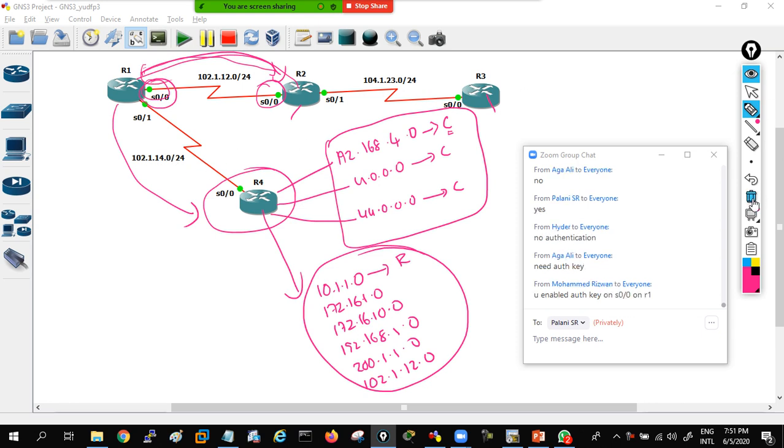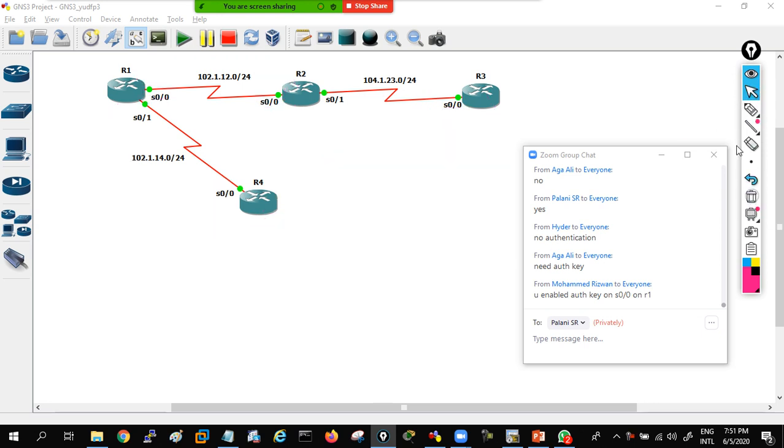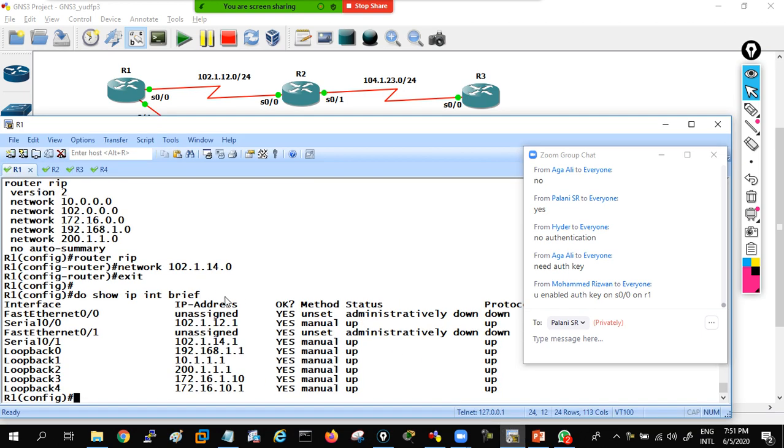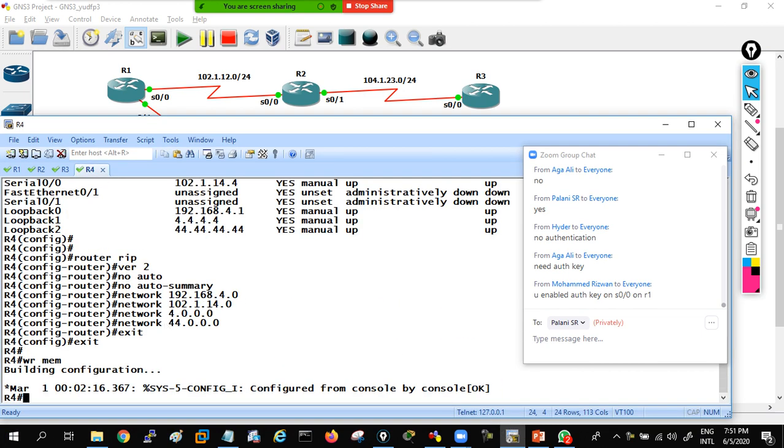Okay, let's go and see that. Yeah, I will do that. First, let's satisfy Palani's answer, Rizwan. We will do this first. Okay, let's go to router 4 and check it. Okay, Palani wants to see that.